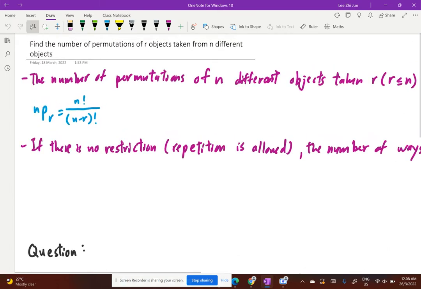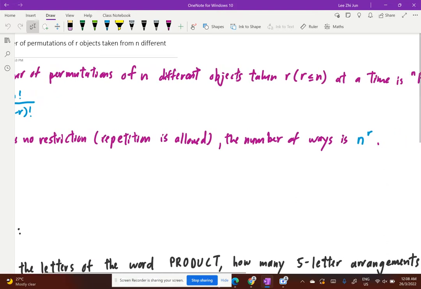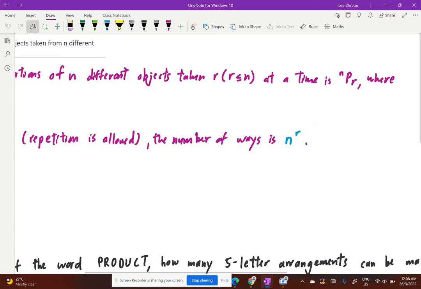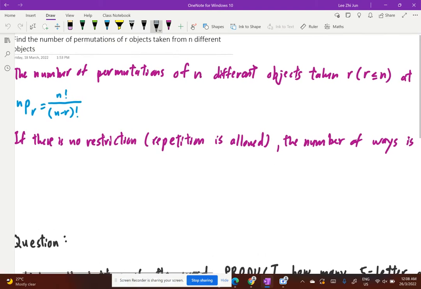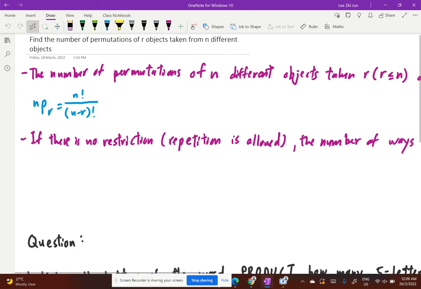For this case, the number of permutations of n different objects taken r at a time, where r is smaller than or equal to n, is nPr, where nPr equals n factorial divided by (n minus r) factorial. If there is no restriction and repetition is allowed, the number of ways is n to the power of r.